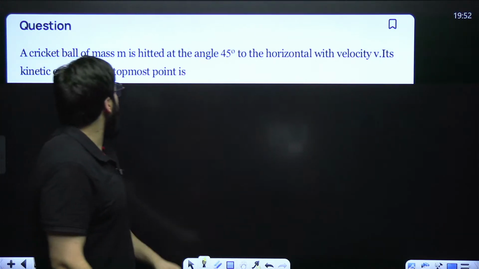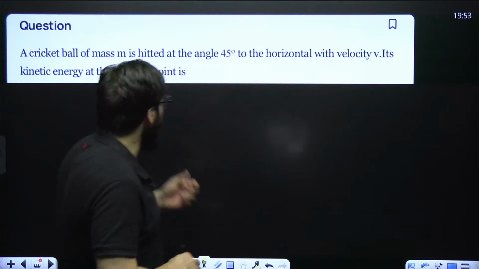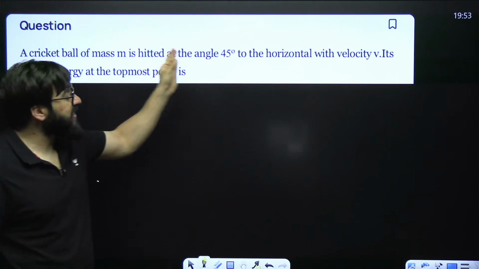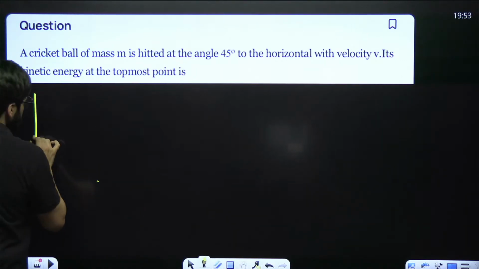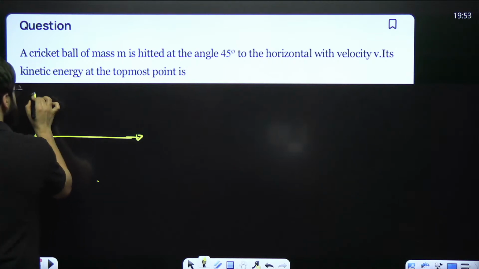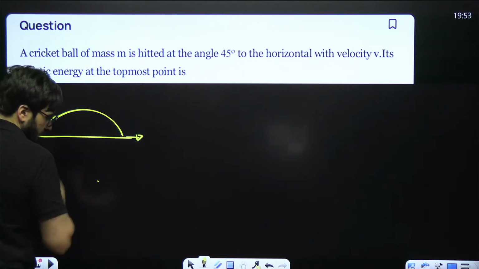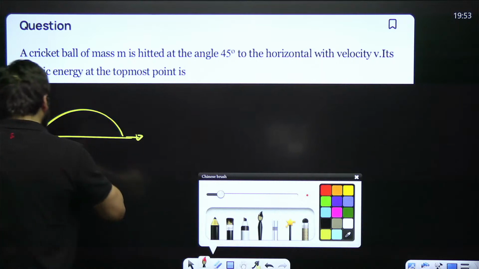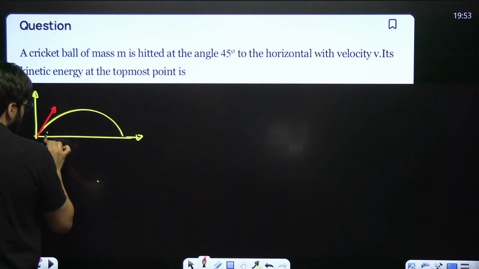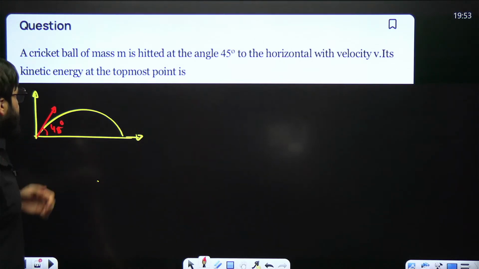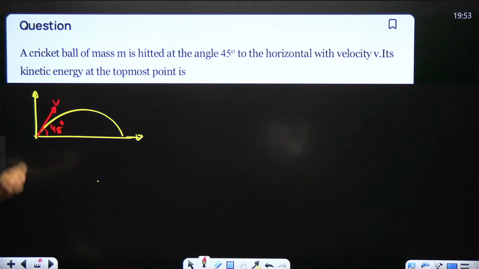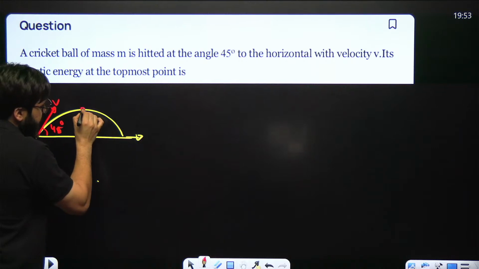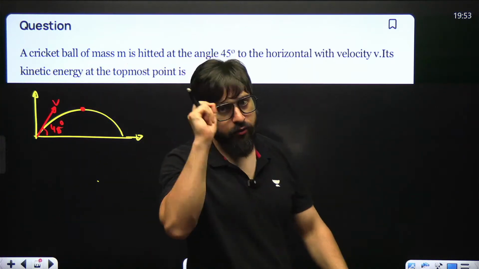A cricket ball of mass m is hit at an angle of 45 degrees with the horizontal. You have thrown this cricket ball at an angle of 45 degrees with the horizontal with a velocity v. We have to find its kinetic energy at the topmost point. This is a good question actually.